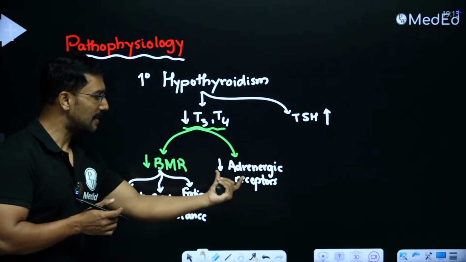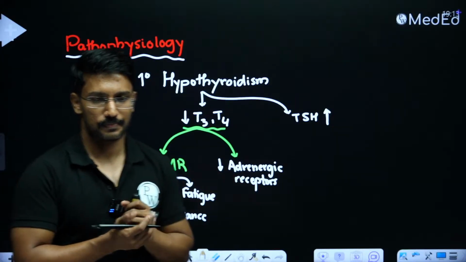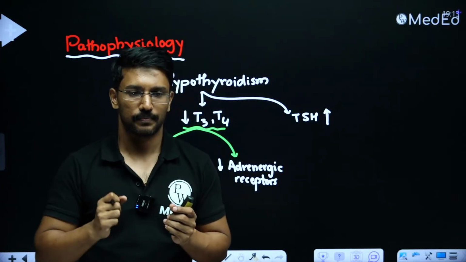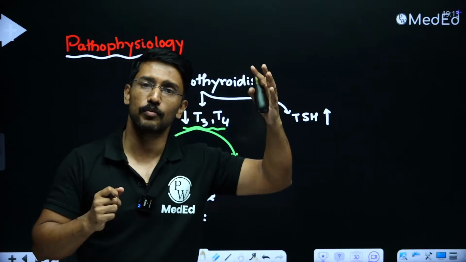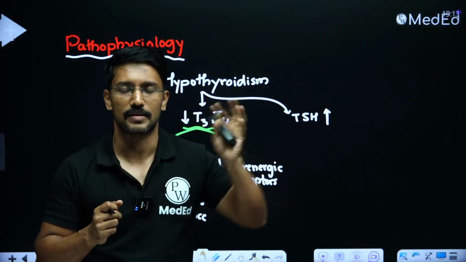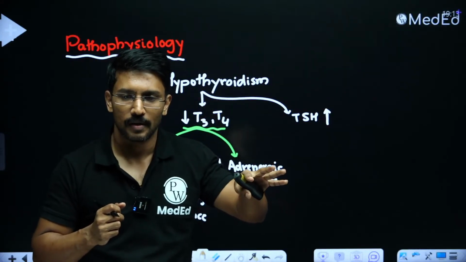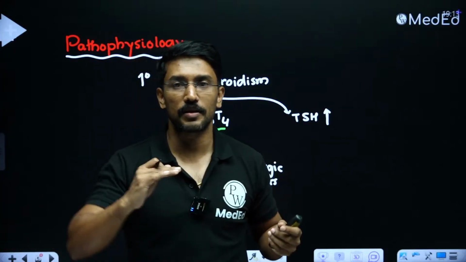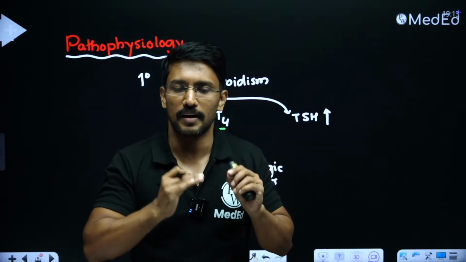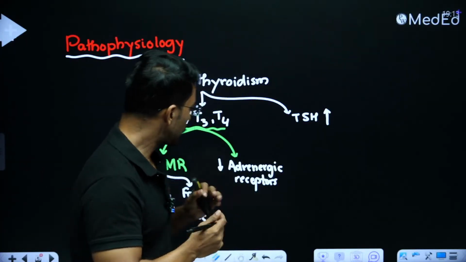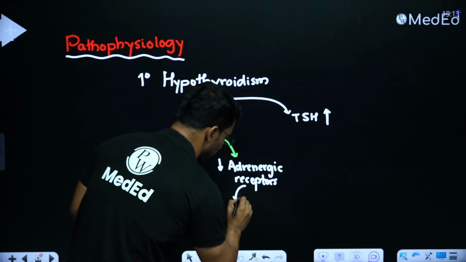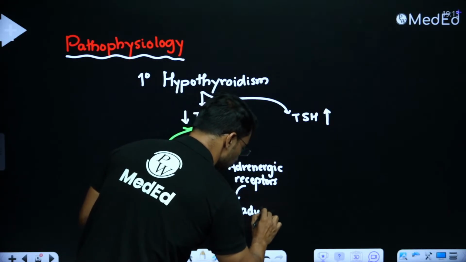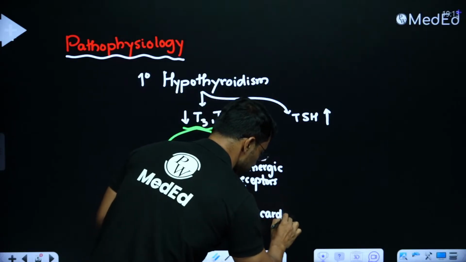What is the second? There is decreased adrenergic receptors, meaning the beta receptor density has decreased. So if thyroid hormone increases, the adrenergic receptors increase, and they stimulate the cells so that sympathetic activity will be increased when thyroid hormone is high. Here, sympathetic activity will be decreased. So that results in bradycardia, their heart rate will start decreasing. So these patients can have bradycardia.